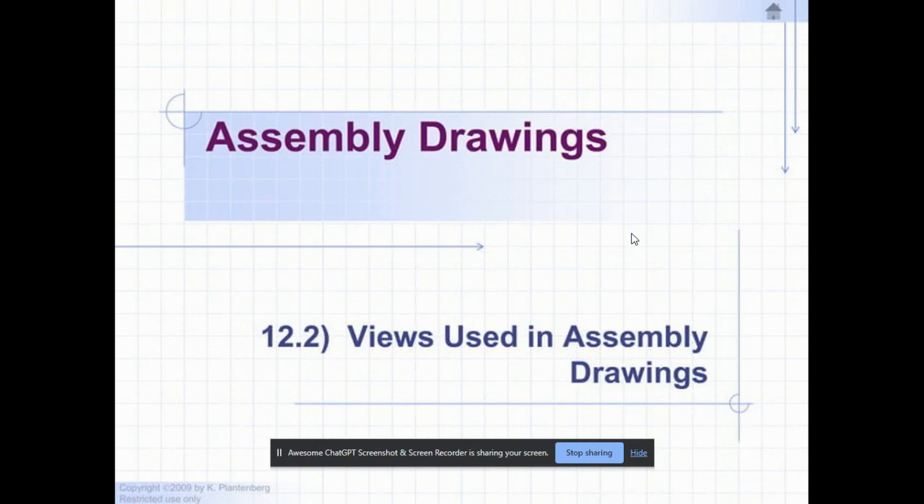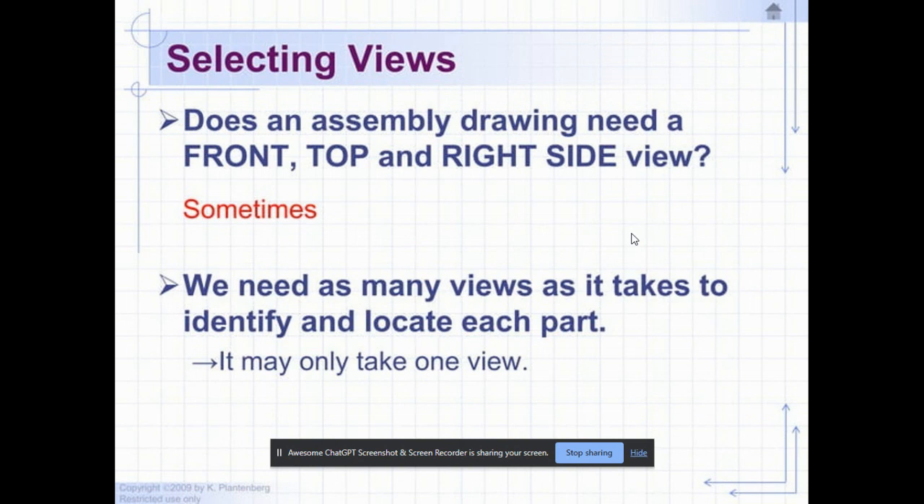Let's move on to assembly drawings, or views in assembly drawings. What are the views we normally use in assembly drawings and how do we use them? Does an assembly drawing need a front, top, and right side view? The answer is sometimes. It is not always that we have to draw the front view, the top view, and the right side view. Like I said in the previous slides, if all the individual parts can be identified in one single view, then you are good to go. You need only one view.